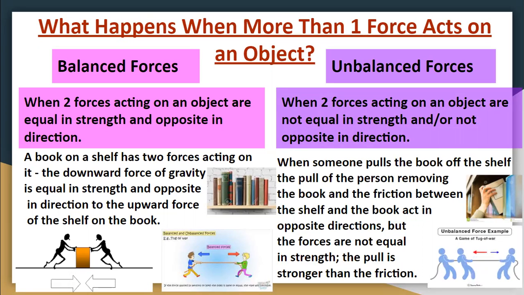Here's a picture of unbalanced forces. You have two people pulling and one person pulling. The two people are stronger than the one person. The force is unbalanced, and who's going to win the tug of war? Probably the two people.